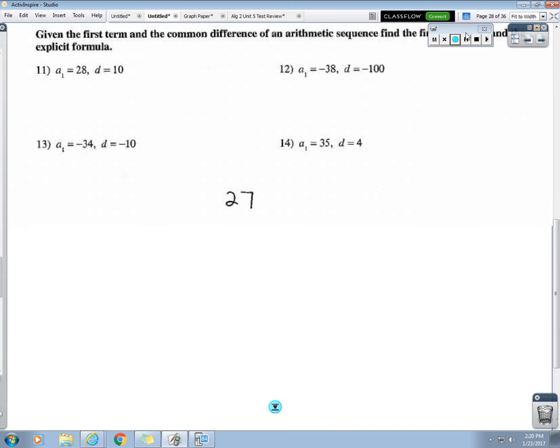Okay, the directions for number 14 say, given the first term, which is your a sub 1, and the common difference, which is d equals 4, of an arithmetic sequence, find the first 5 terms. So again, we got to find the first 5 terms.